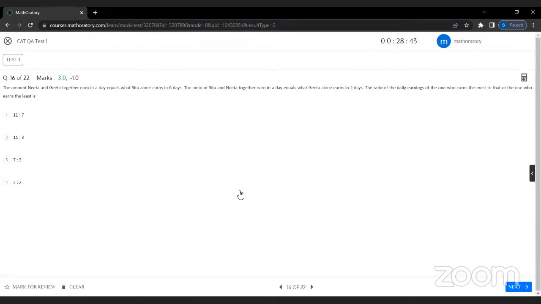Amount Nita and Geeta together earn in a day equals what Sita alone earns in 6 days. Okay, Sita and Nita together earn, okay, the ratio of brilliant, oh okay, this is very simple. So Nita and Geeta compared to Sita, efficiency wise if you think, this will be 6:1, right, because earning is that way, so efficiency should be 6:1, so total efficiency will be 7, something like this in this relation.